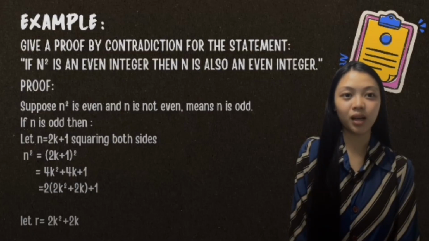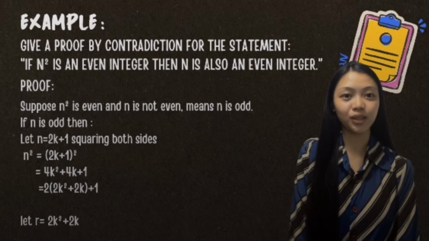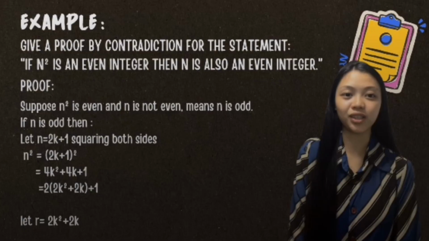First, let's start with the assumption. In the proof by contradiction, we assume the opposite of what we want to prove. So suppose n squared is even, but n is not even. That means n is odd. So let's express n as an odd number. If n is odd, we can write it as n equals 2k plus 1 for some integer k.